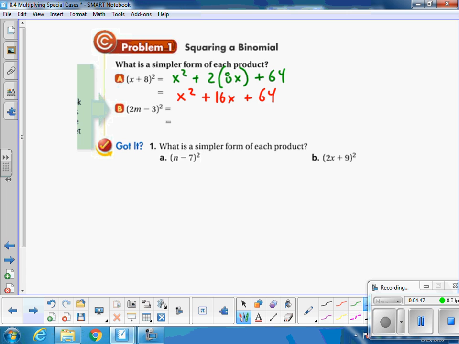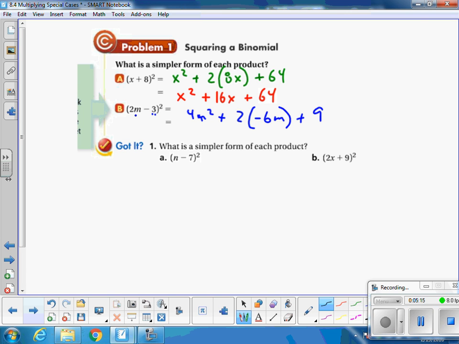Let's look at the second one here. Now I'm going to square the first term. So I end up with 4m squared. And then I'm going to double the product of the next term. So I have my negative 3 times 2m, so that's negative 6m. And then I'm going to square the last term. So negative 3 times negative 3 is 9.